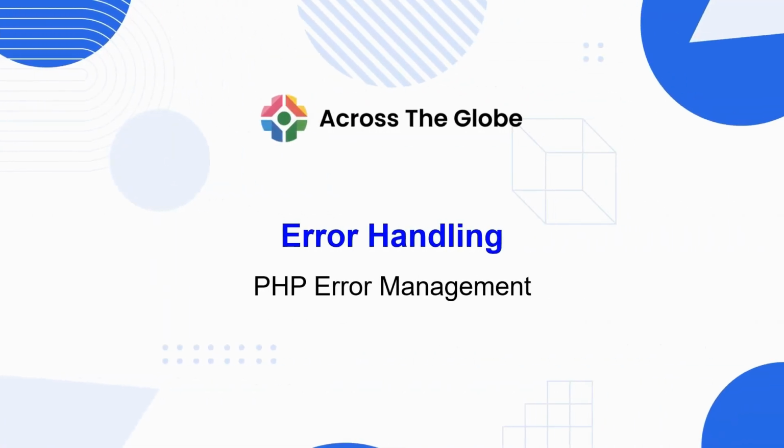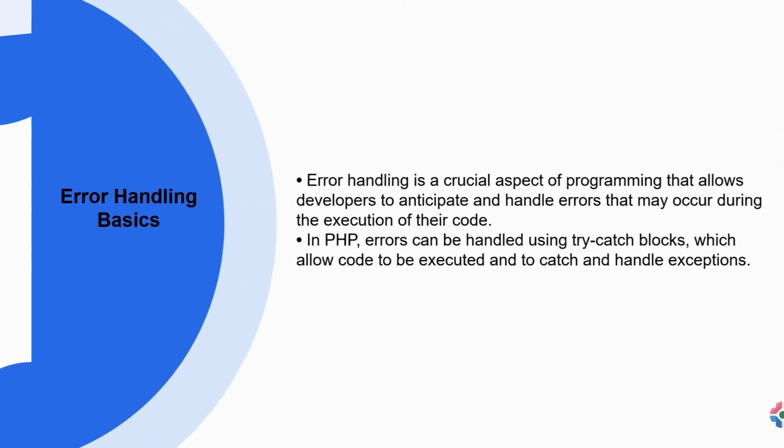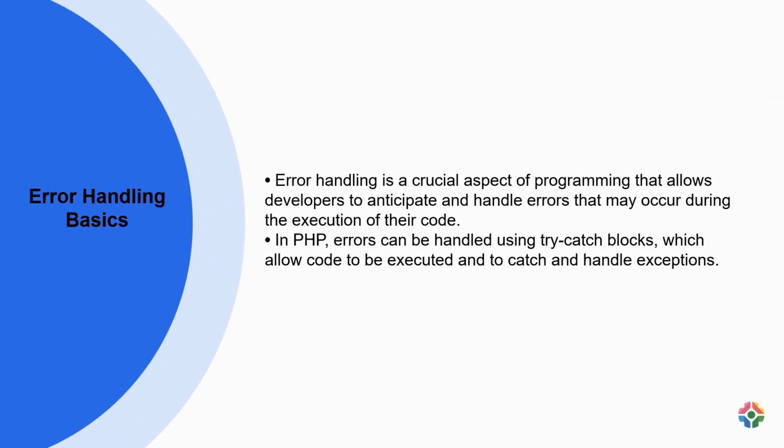Today we will learn about error handling. Error handling is fundamental in programming to manage unexpected situations during code execution. In PHP, developers can employ try-catch blocks to execute code and catch exceptions. This enables the program to gracefully handle errors and prevent crashes.